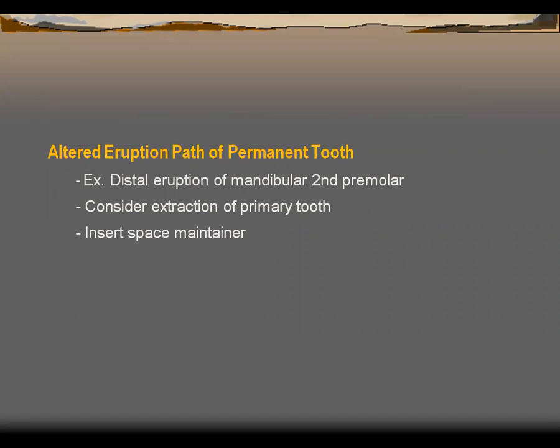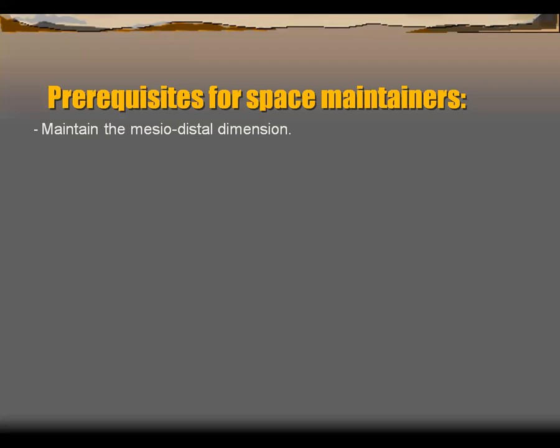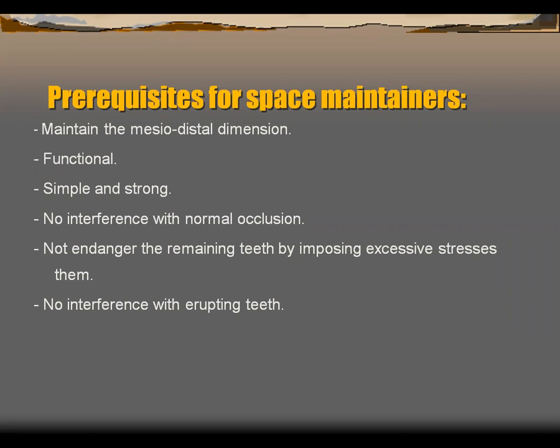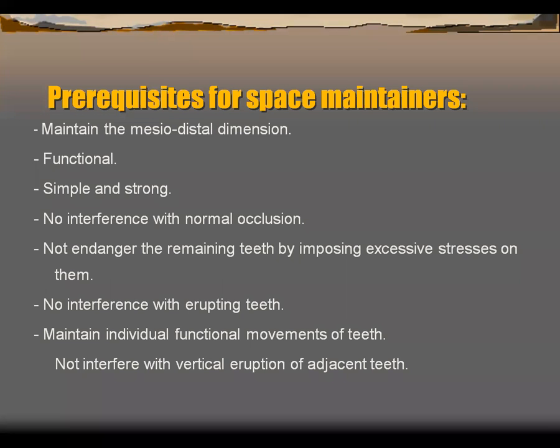Now, what are the prerequisites for a space maintainer? What are the good qualities in a space maintainer? These are the ideal prerequisites for space maintenance. First one, it should maintain the mesiodistal dimension. That is most important. It should maintain that particular space of that particular tooth.